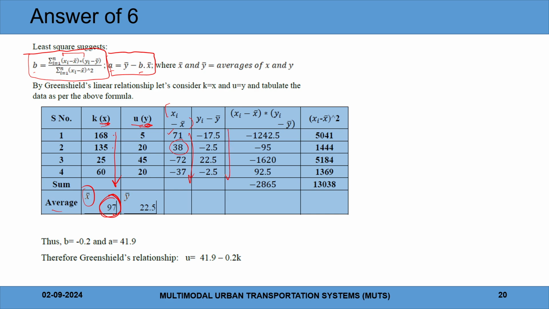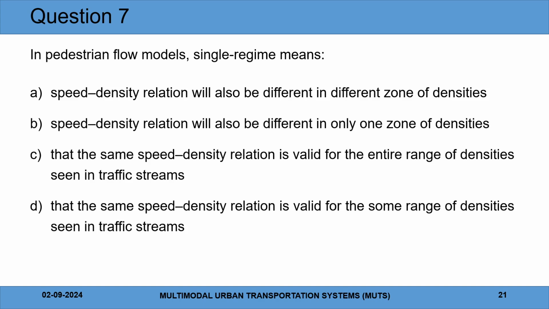Similarly, we need to calculate yi minus y bar, and then multiply these two terms. We multiply these two, get this value and sum it up, and this is our numerator. The denominator is xi minus x bar square. So we know xi minus x bar, we just have to square it and add it, and that will be our denominator. Then you can easily get b and a.